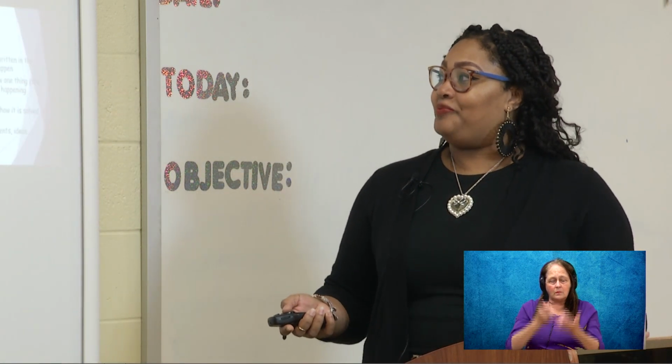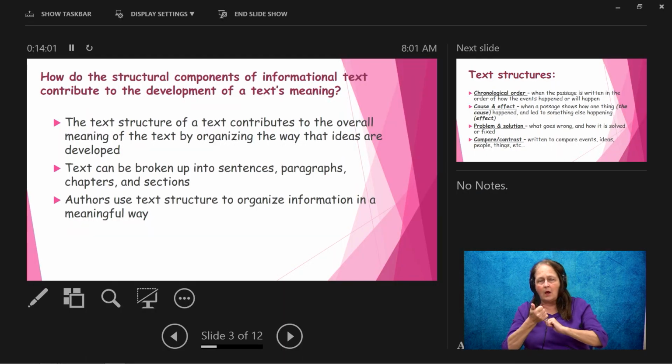All right, now, how do the structural components of informational text contribute to the development of text meaning? Now, sometimes the text structure of text contributes to the overall meaning of the text by organizing it in a way that ideas are developed. Text can be broken up into sentences, paragraphs, chapters, as well as sections. So we know that sentences fit together to form paragraphs. Now, every paragraph serves a purpose.